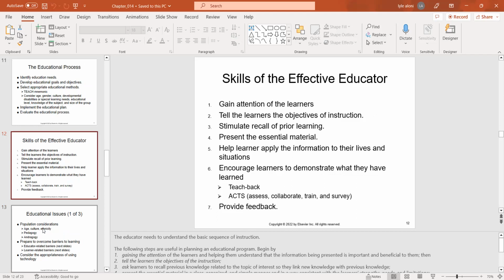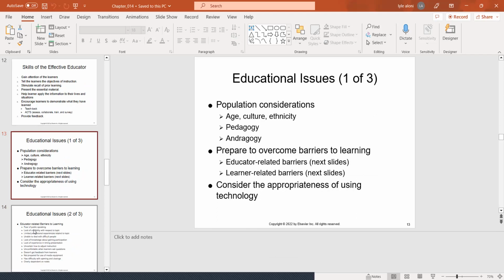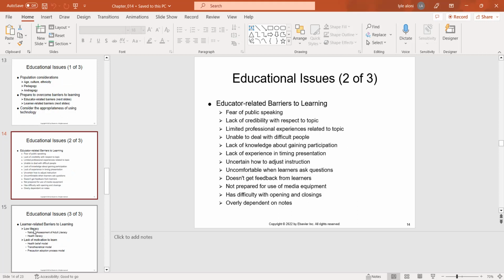prior learning, present the essential materials, help learners to apply the information to their lives, encourage learners to demonstrate what they have learned with our teach back method, where they're going to teach back to you what you've taught them, and then provide feedback is always helpful. Some issues that we encounter are population considerations, age, culture, ethnicity. We want to make sure that we're trying to overcome barriers to learning and using technology as we may need.